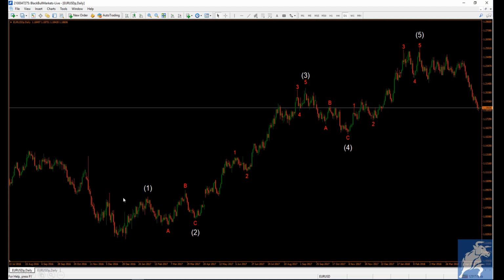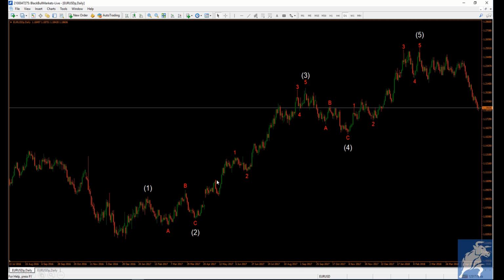You can see there's our wave 1, wave 2, wave 3, wave 4, and wave 5. And after that 5-wave incline, we started this drop. This is the Euro-US dollar daily. So you can see we've had zigzag drops after this, and I'm expecting it to come down to around the level of the 4th wave, about the 1.15 level.